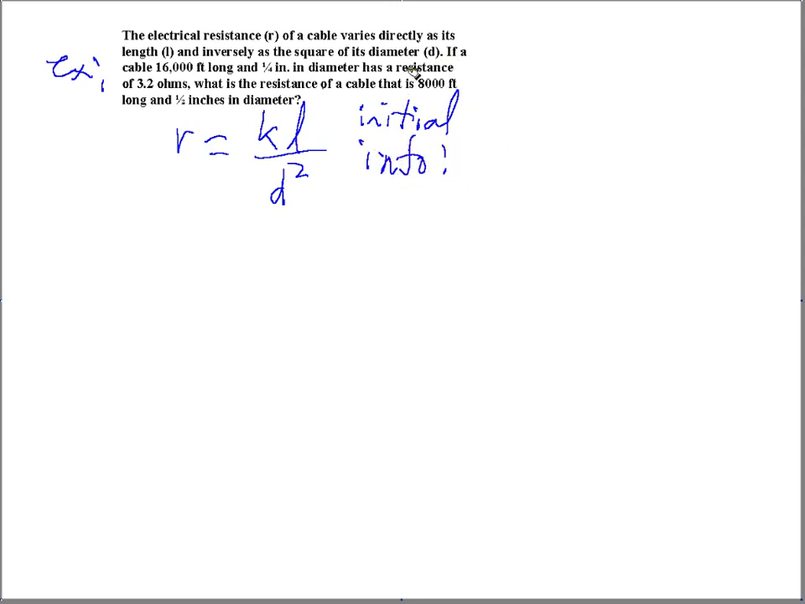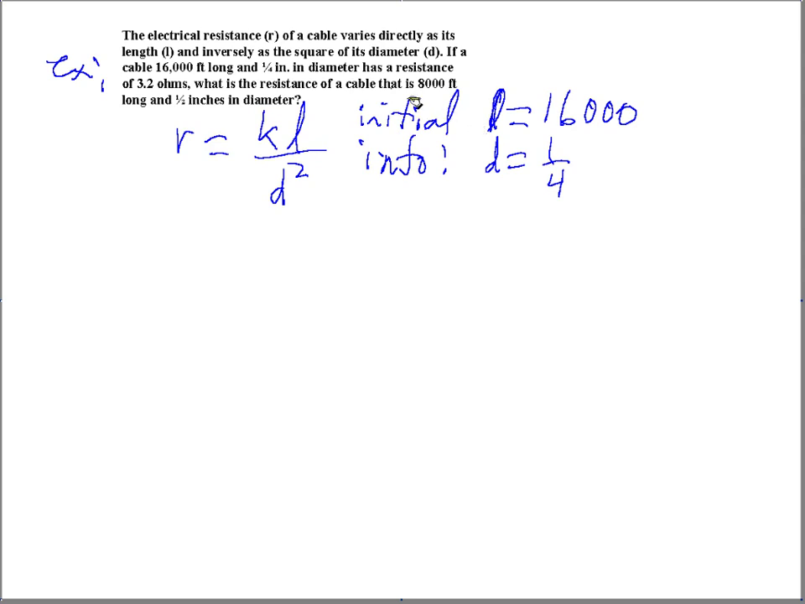All right, we're told that if a cable 16,000 feet long, so what is that? That is the length of the cable, right? That's L. So L is equal to 16,000. What else? 1/4 inch in diameter. That's D. 1/4 or 0.25. You can use a fraction for that, that's fine. Let's plug that in to find K once again.